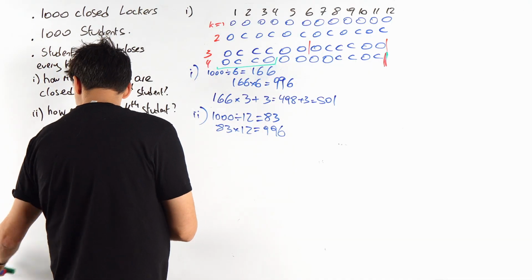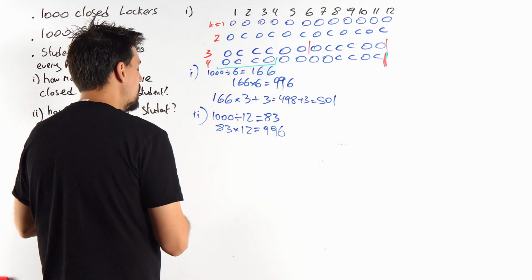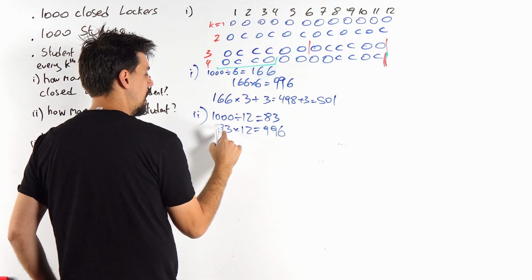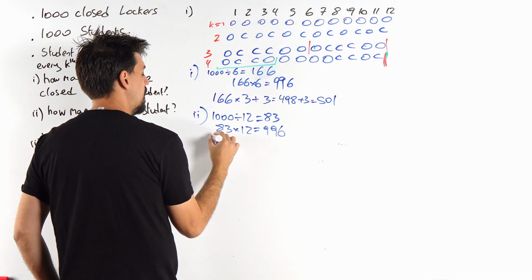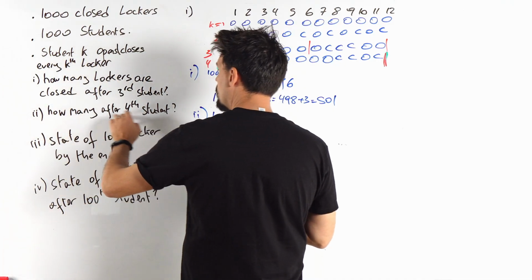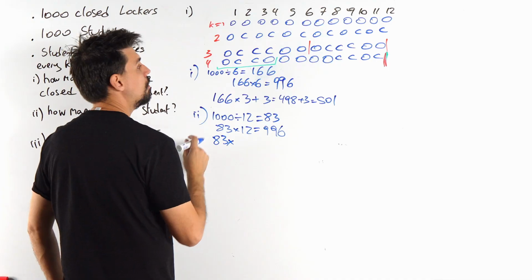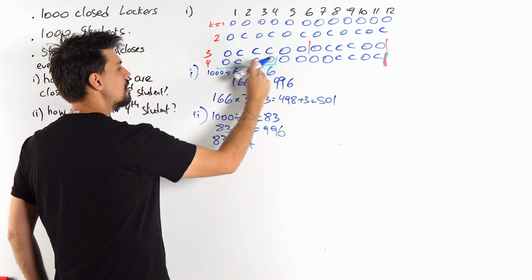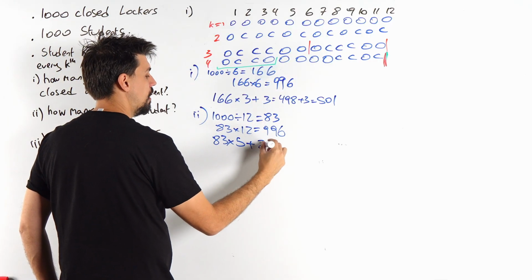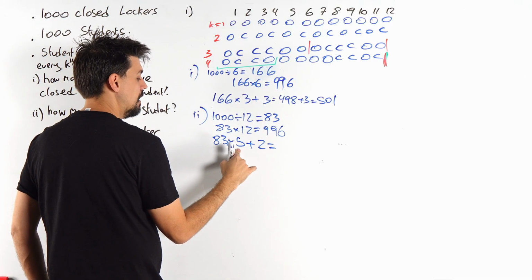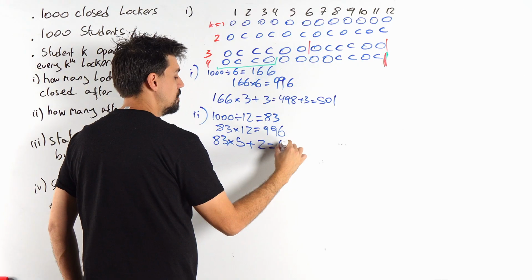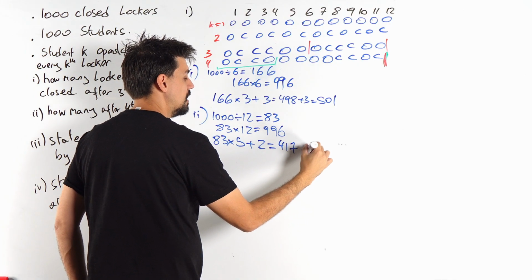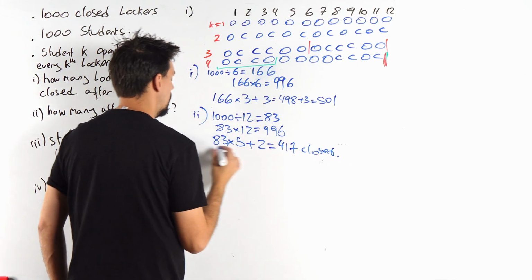All right, so we want the number of closed ones. So this pattern occurs 83 times. We want the number of closed lockers. Well, there are 5 closed lockers in each sequence, plus the number of closed lockers in this first one, plus 2. So that is 415 plus 2 is 417 closed lockers.